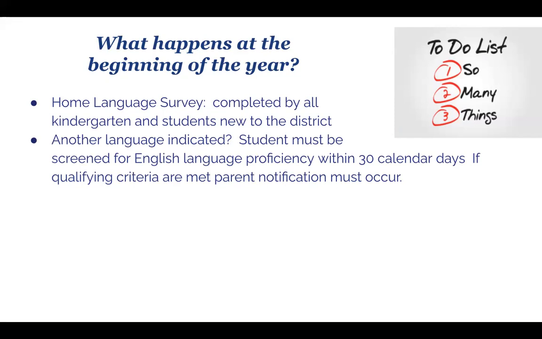Later in the year, we're down to just 14 days that we have to screen the student, see if they meet the criteria of being an English learner, and then notify the parent of that designation and what kind of supports we will put in place to support the student both academically and in their English language development.